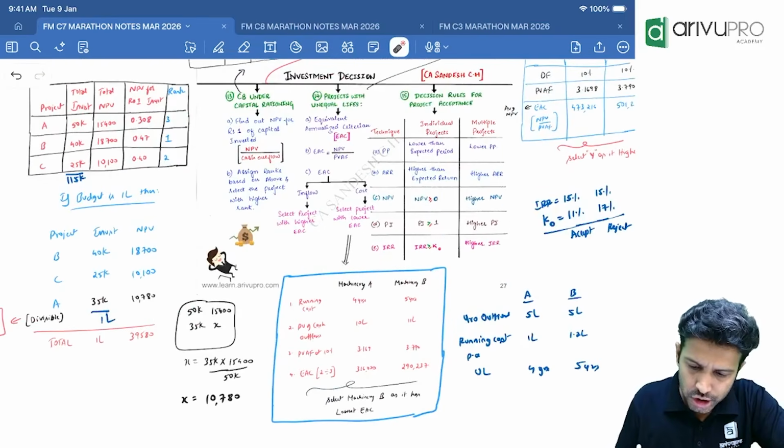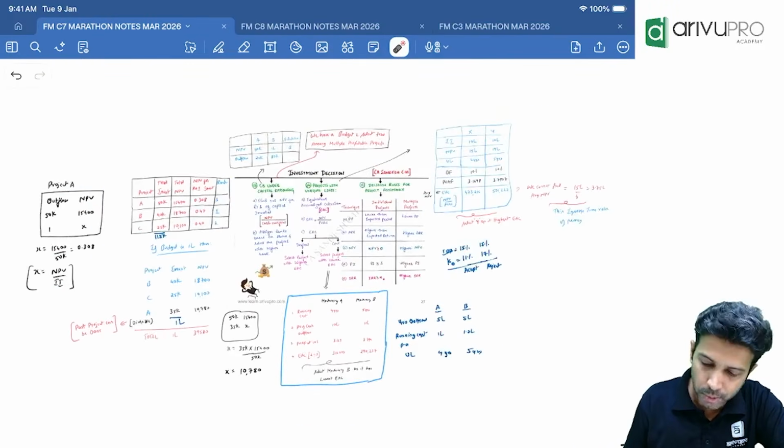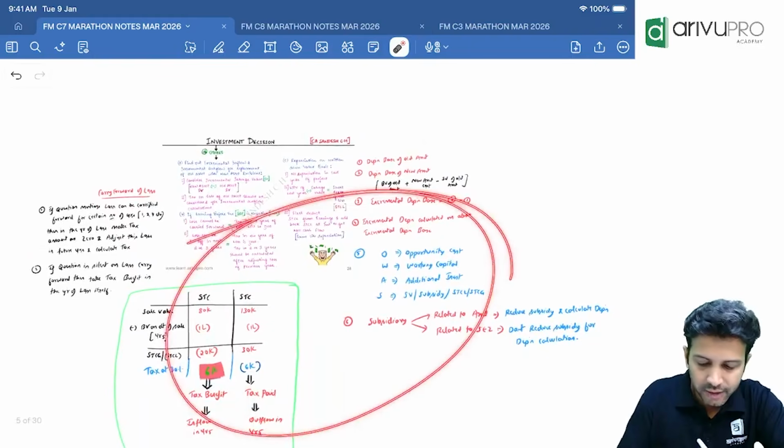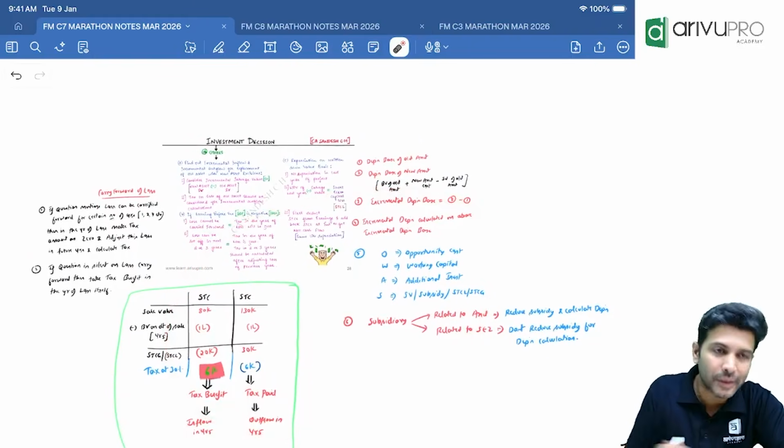That's pretty much it. I think the decision rule we already touched upon, so it's okay. On this part, remind me after the problem if it doesn't get covered. Once again, I'll show it to you.